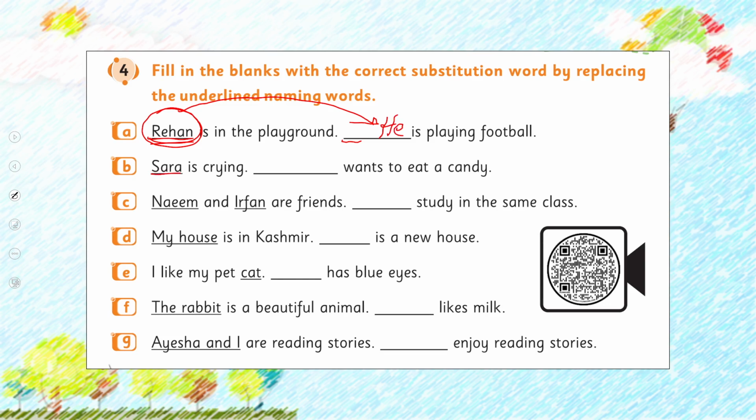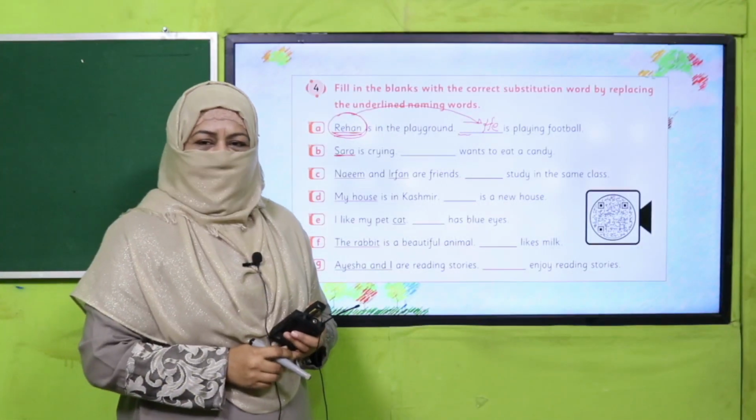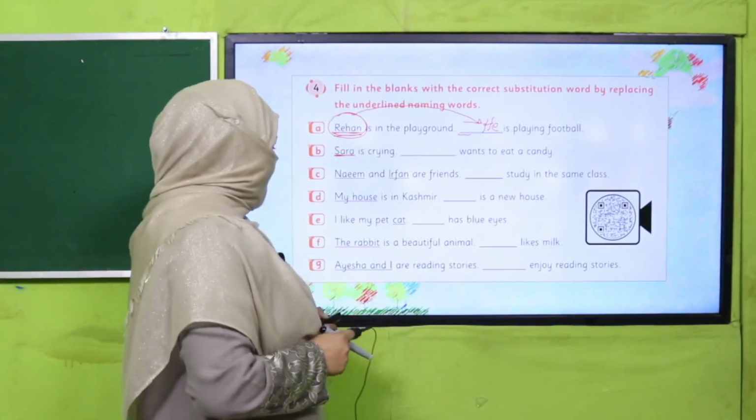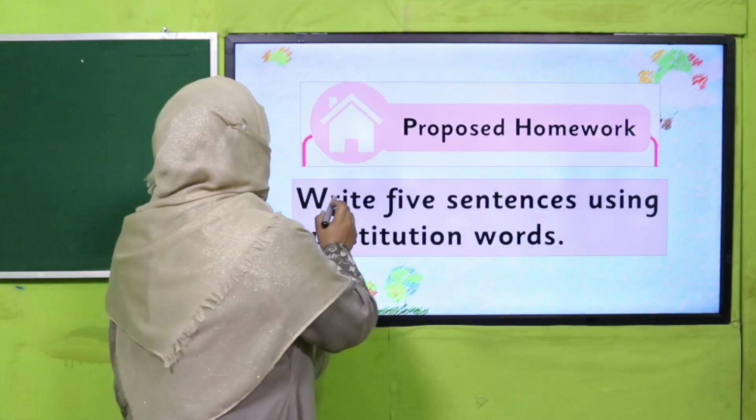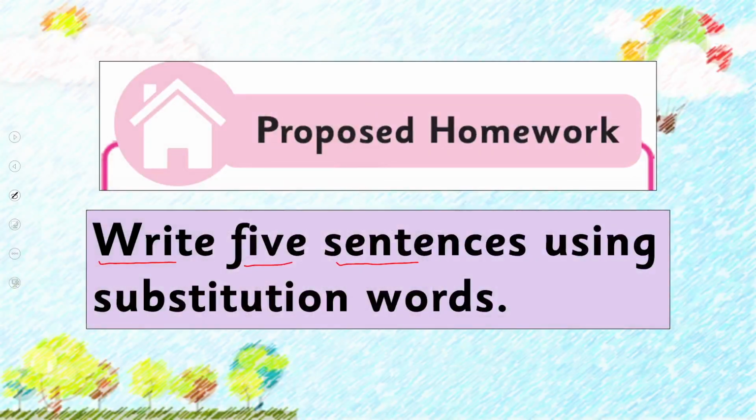Likewise, you will keep reading the sentences and focus on the underlined naming word and complete the next sentence by using a substitution word for the first naming word, right? So pause the video, complete this task in your book and then come back. Yes, my dear children, are you done with it? Good job. I'm giving you homework. You will write 5 sentences using substitution words.